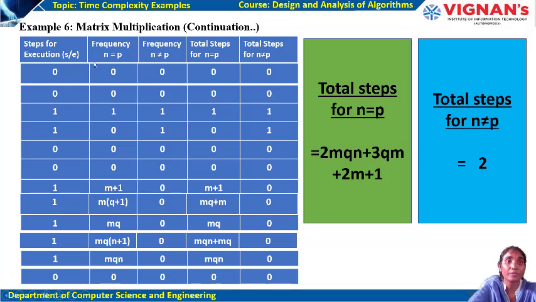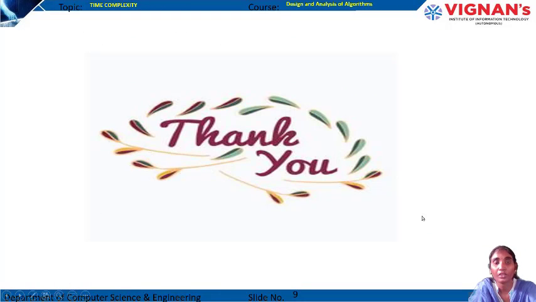Next, total steps for n not equal to p, for checking the condition and for writing the statement, is equal to 2.